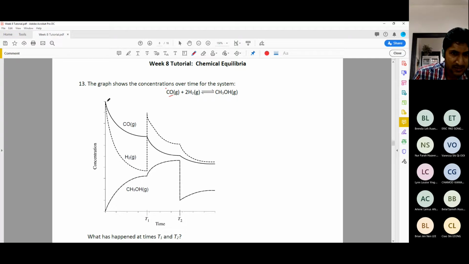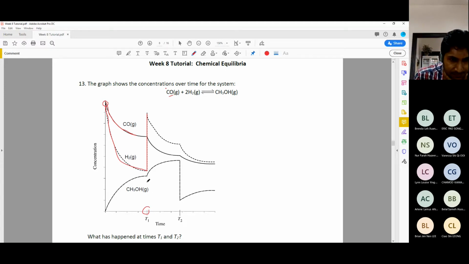We are starting with the same number of moles of hydrogen and carbon monoxide. Carbon monoxide is reducing by this much, whereas hydrogen is reducing by double that, because double the amount of carbon monoxide is used up as hydrogen. But at T1, hydrogen shoots up like this, going to the sky.